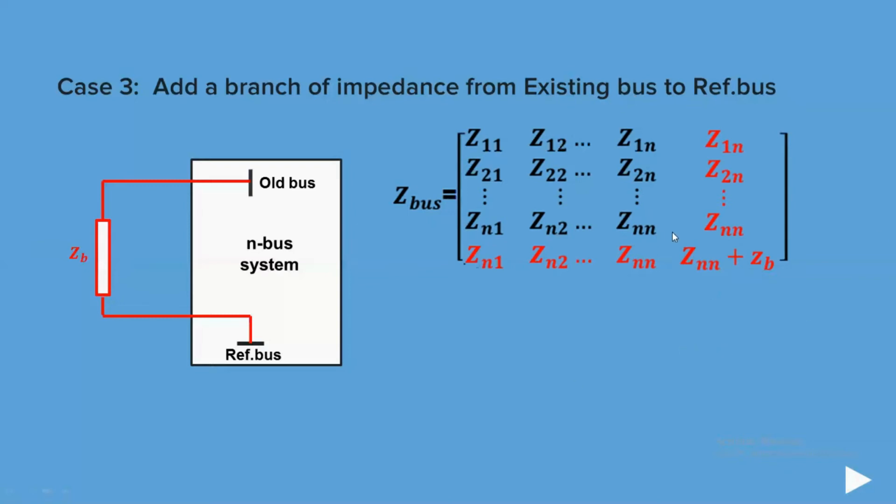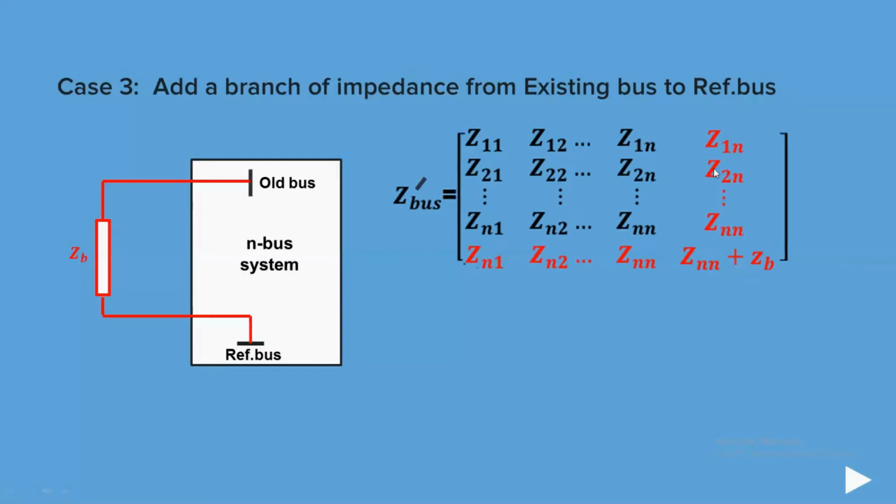Now check the order of the matrix. The order of the matrix is now increased by 1, so the order is n plus 1 by n plus 1. Then check the bus numbers. Here no extra buses are added in this system, so the bus number is n. So the bus number does not match the order of the matrix. So this matrix is not the original matrix of this case. So I mark this matrix as Z bus dash.